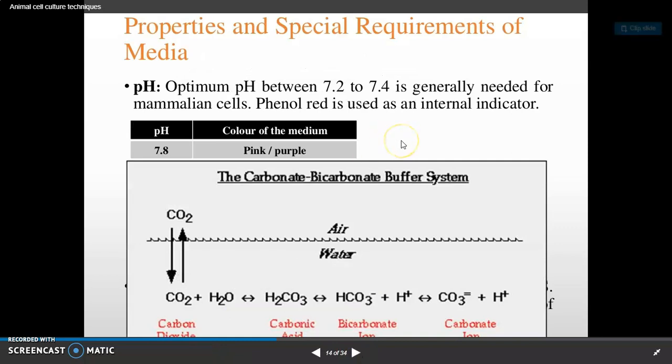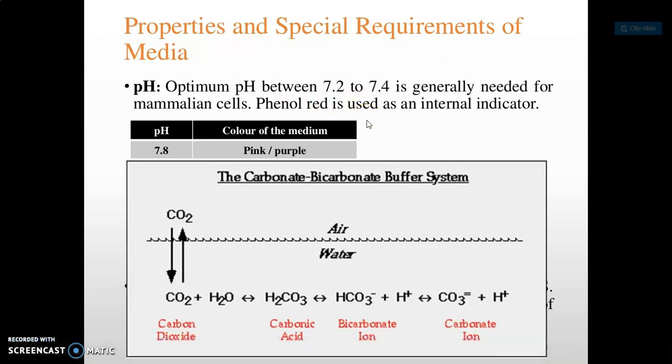Properties and special requirements of the media. See, these all are very important. These play a major role. Whatever the medium composition, however rich a medium you provide, you need to maintain the proper pH, proper temperature, proper aeration, proper environmental conditions. Then only it is possible to develop a tissue.